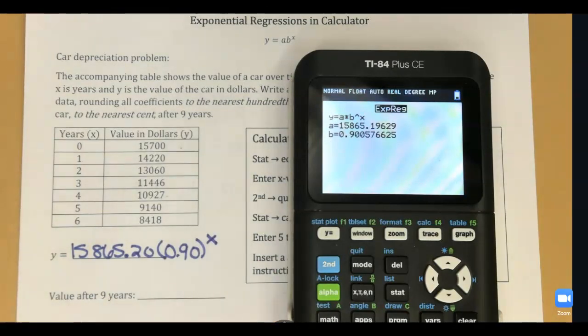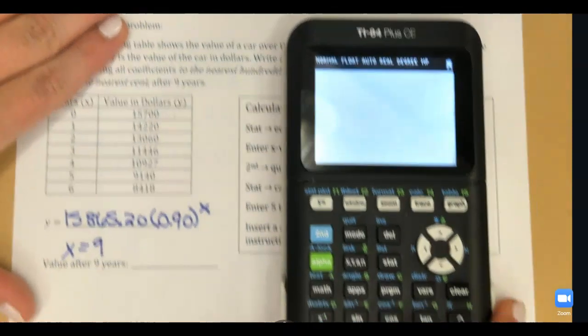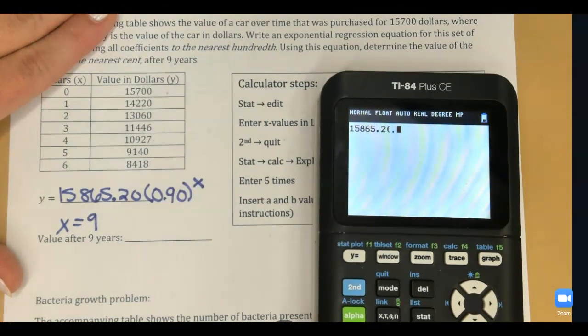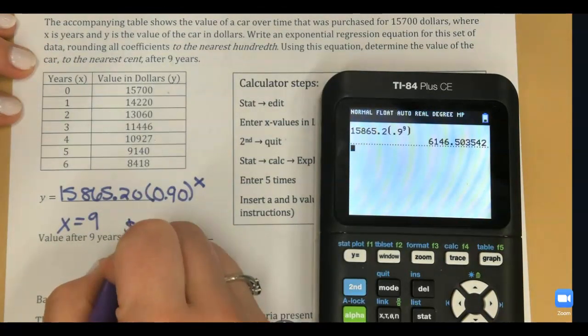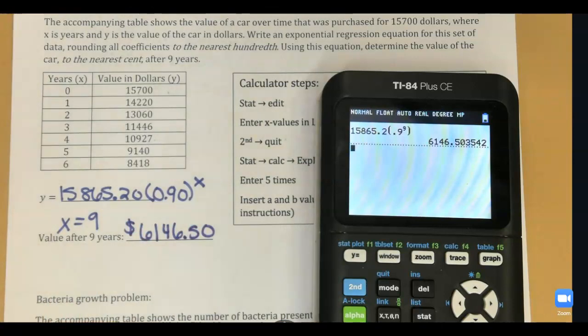How could I find the value of the car after 9 years? Well, that just means when x is 9. So with your calculator, you're just going to do that calculation, 15,865.20 times 0.90 to the 9th. And if we're talking about value in money, we're going to be rounding to the nearest cent.